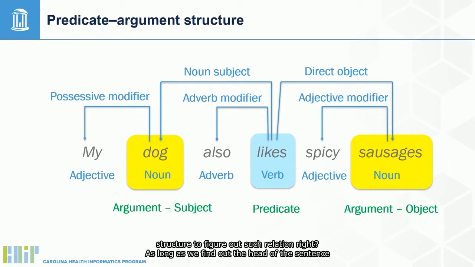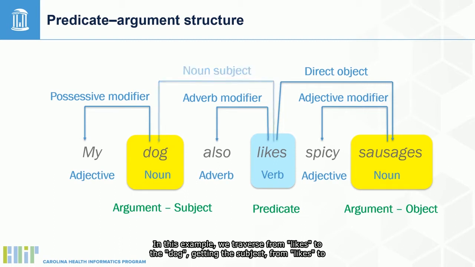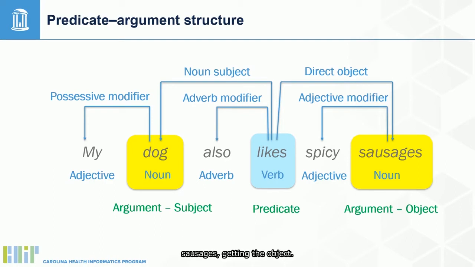As long as we find the head of the sentence, which is a verb, or we can call it a root, we can visit the other important arguments by traversing such a syntactic dependency structure. In this example, we traverse from "likes" to "dog," getting the subject, and from "likes" to "sausages," getting the object.